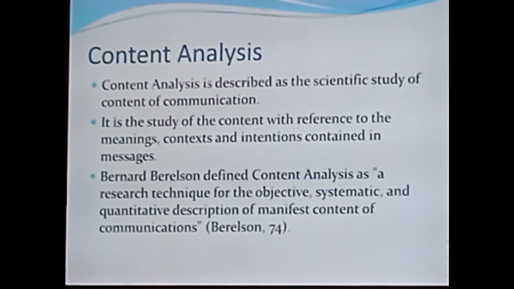Content analysis of food and beverage advertisements of TV, radio, and billboards. So they have only studied the food and beverage advertisements on television, radio, and the billboards, the outdoor.